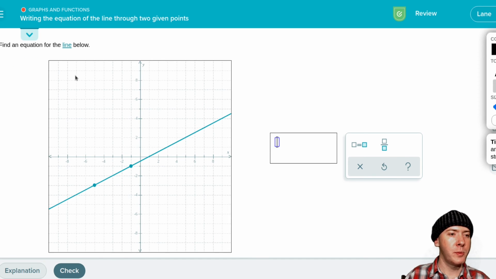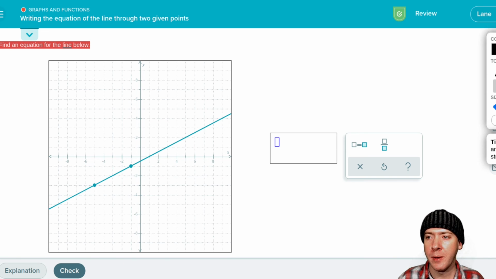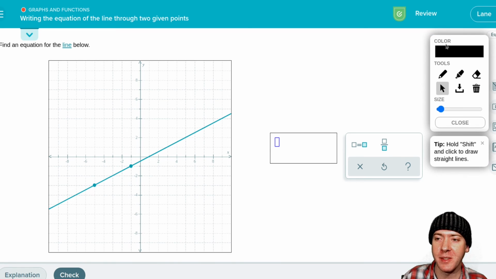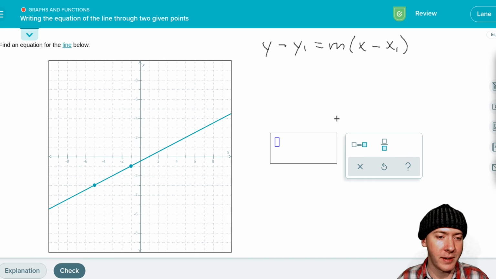Okay, in this problem, we have the second problem type, the one where they just give us a graph to start with. So again, I'd like to encourage you to pause the video here, try to work out what the equation for this line is, and then unpause the video when you think you're ready. So what we need to do is write the equation of this line, y minus y1 equals m times x minus x1. And this is the point slope form of a line.